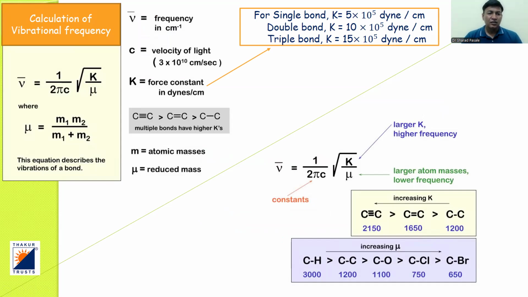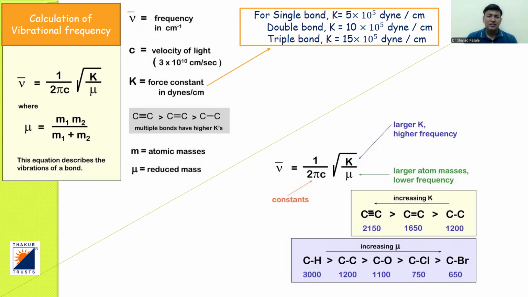So this is called the wave number, which is equal to 1 upon 2 pi c times the square root of k upon mu. Here pi, you know the pi value, c is the speed of light, k is the force constant, and mu is the reduced mass, m1 m2 divided by m1 plus m2. This is the mu formula. So what is m1? Mass of one atom, and m2 the mass of another atom.